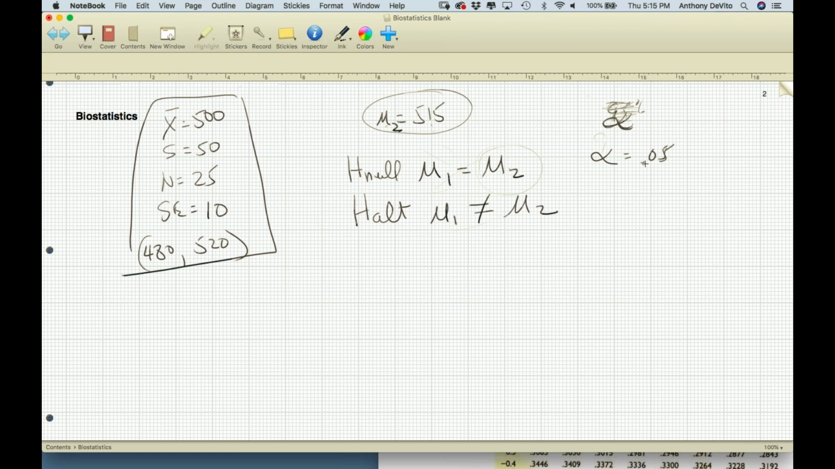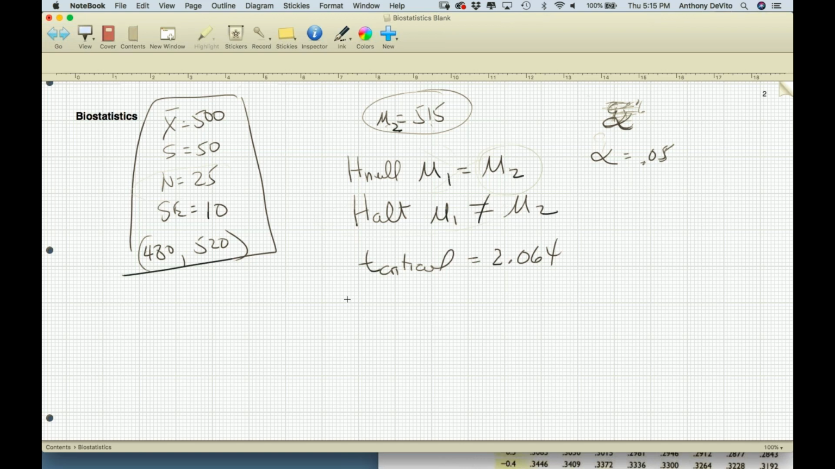Okay? So let's test this now. Let's see if we can say that these two things are different with that level of certainty. In order to do that, we would have to exceed a T critical. And what is T critical for a sample size of 25? You remember? 2.064. Remember that sample size tells us how far apart these two have to be.